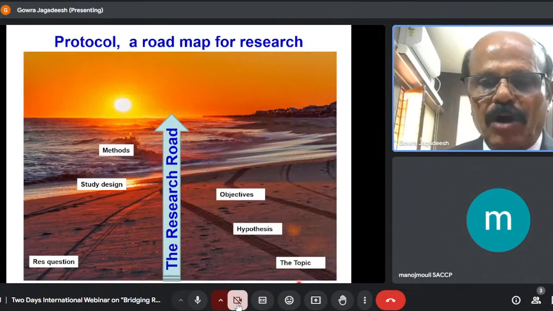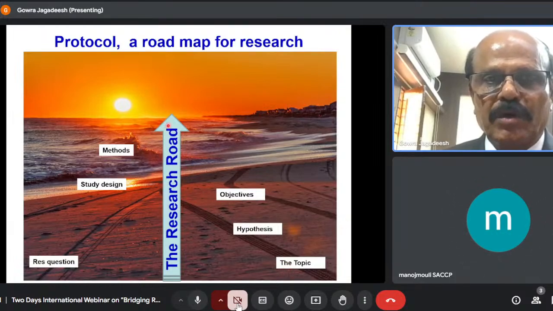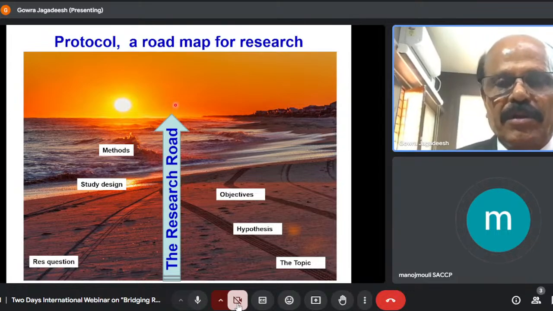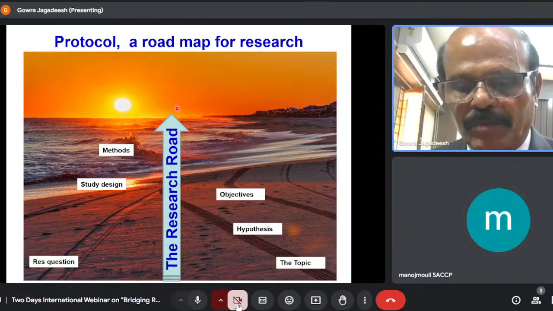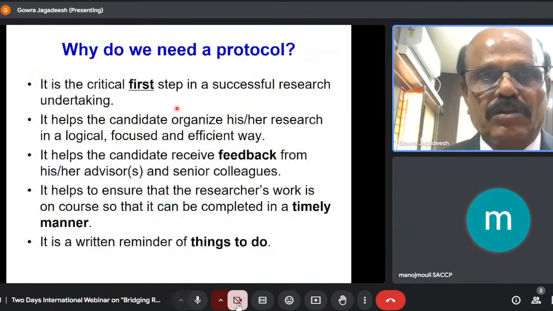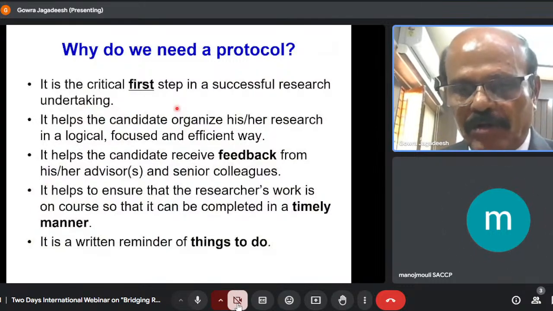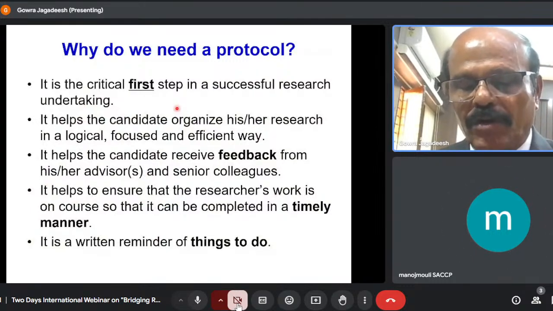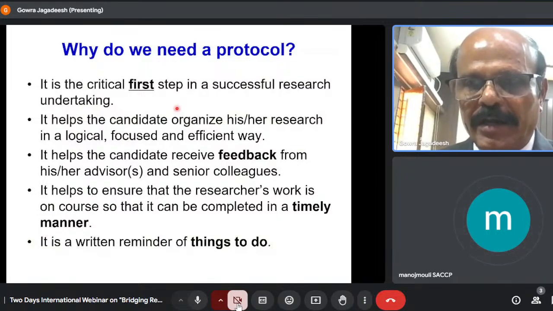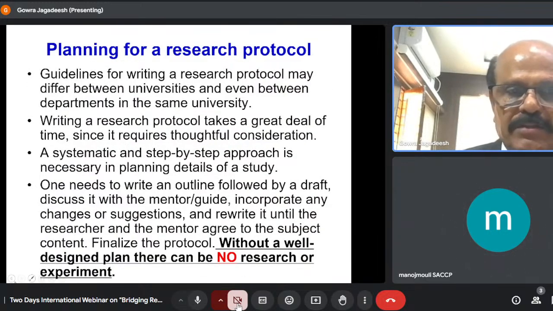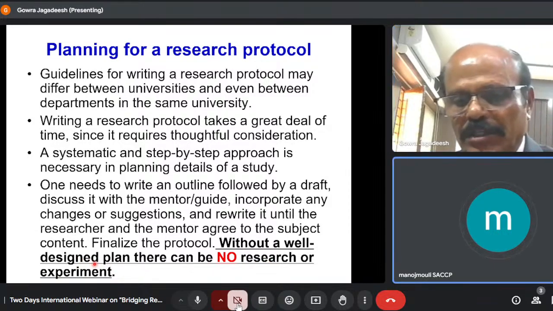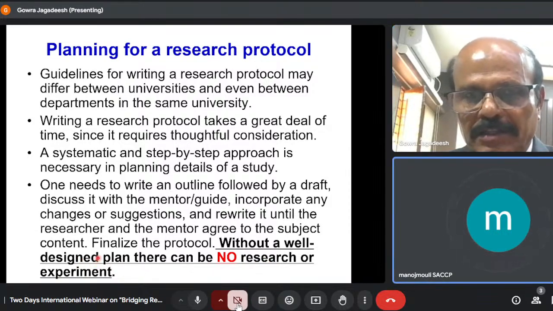And as you see, from the topic we gather the question, hypothesis, and objectives, and walk through this. You see the sunrise in the morning. That is, for all these things, you gather the information to prosper in your studies. So the first step is writing the protocol, because the protocol helps in getting feedback from your guide, colleagues, and senior people, so that you can keep on improving it. Without a well-designed plan, there can be no research or experiment. That's why protocol writing is a must.